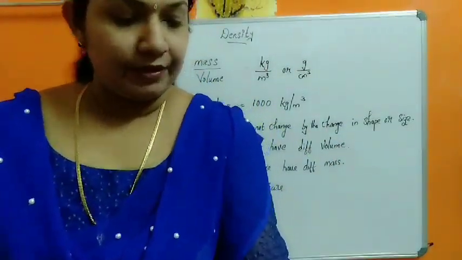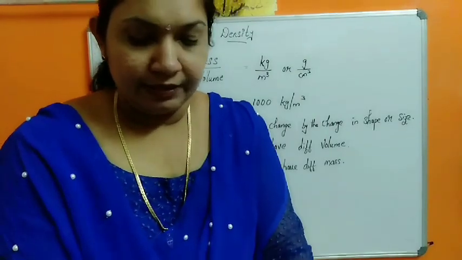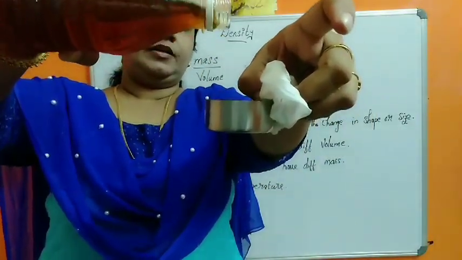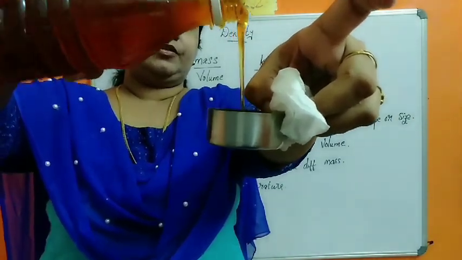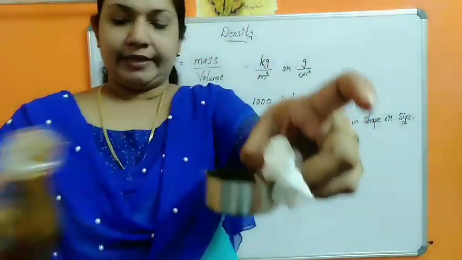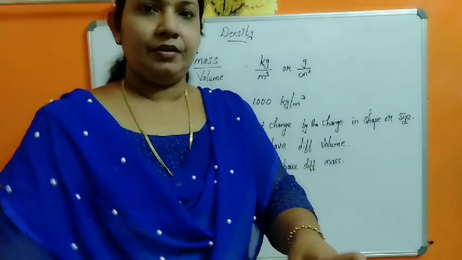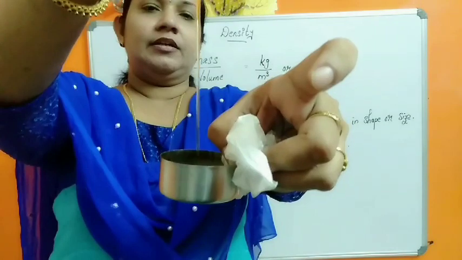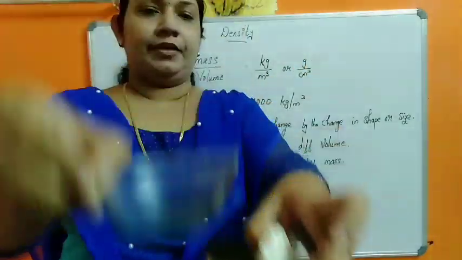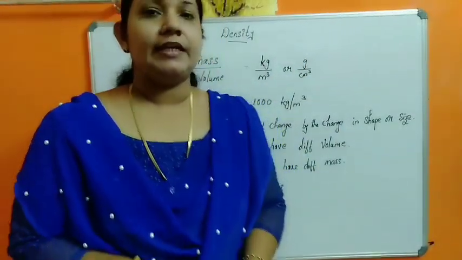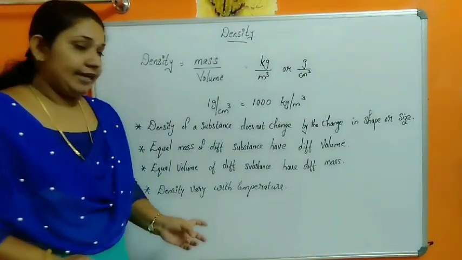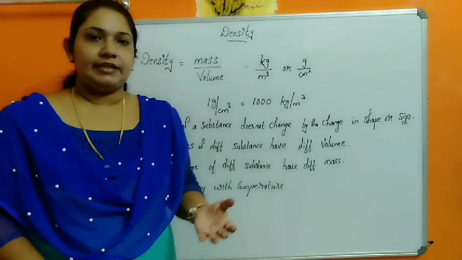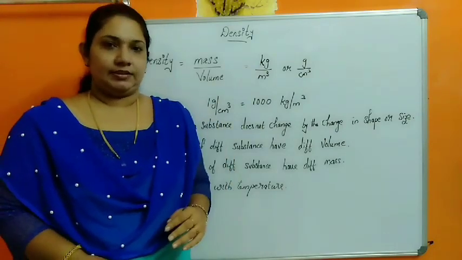You can see the difference. First when I pour, it is our normal honey. When I pour, you can see it is very thick. You can see the consistency. Now when I heat it, this is the heated honey. When I pour, you can see it pouring like normal water. So with increase in temperature, density will decrease. When temperature increases, density decreases.